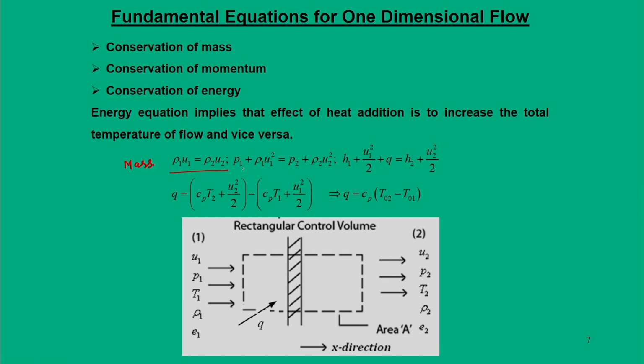The second equation which is used is P 1 plus rho 1 u 1 square is equal to P 2 plus rho 2 u 2 square. This is the momentum equation.